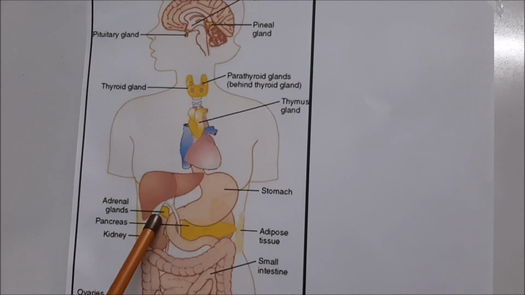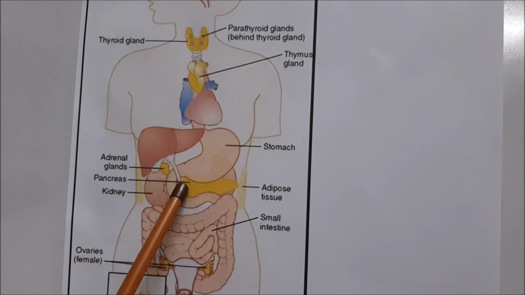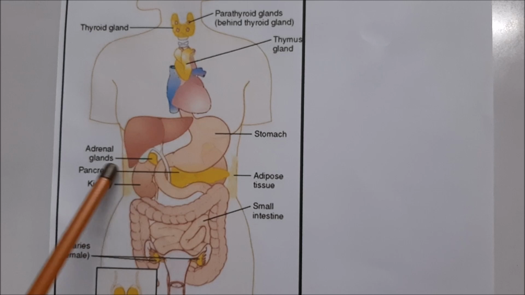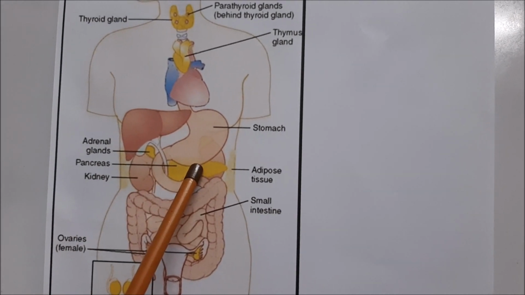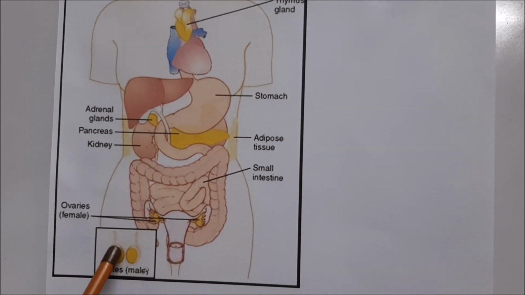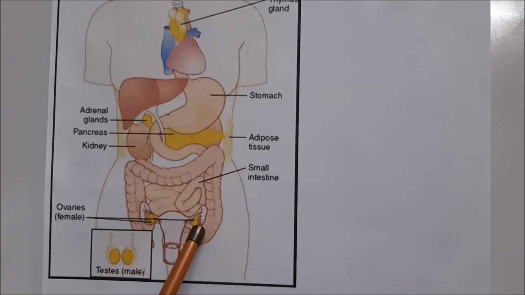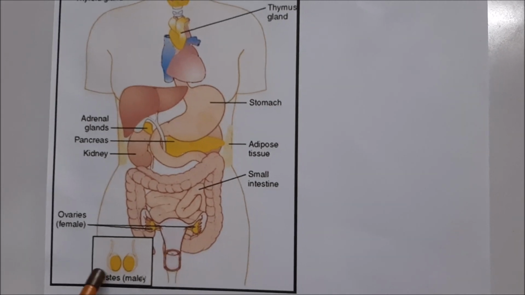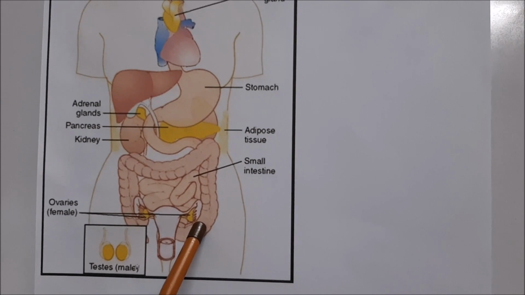Then the adrenal gland. Then the pancreas. The pancreas has two parts, one endocrine portion, another exocrine portion. The endocrine portion is called the islets of Langerhans. In case of male, it is the testis, in case of female, it is the ovaries.